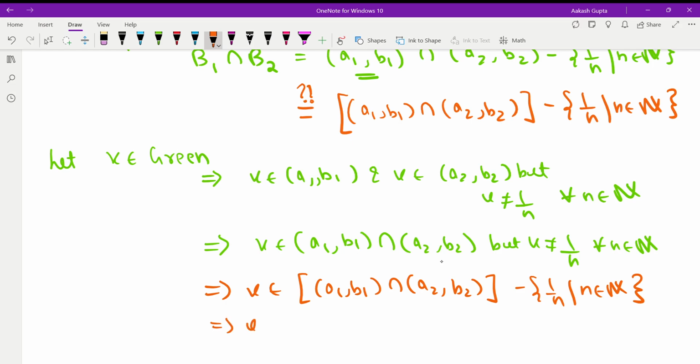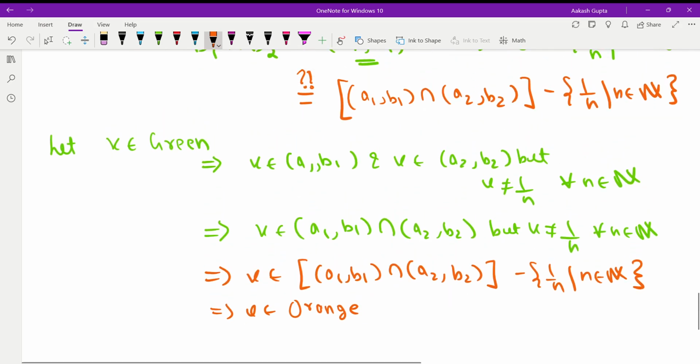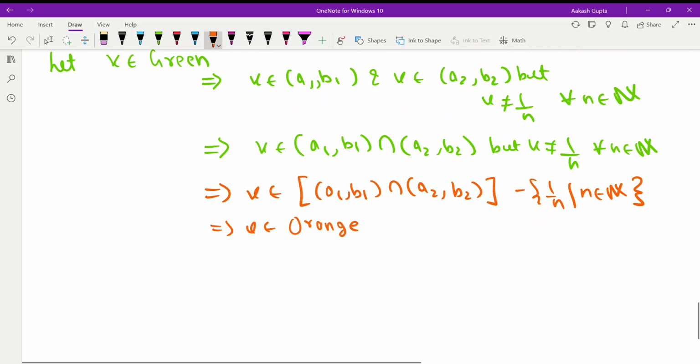This implies X belongs to orange. I hope this color is orange. I am bad when it comes to names of colors. So orange. So the green one is contained in orange. I hope you understood what I mean whenever I say green and orange. Okay, let us proceed to the other side.